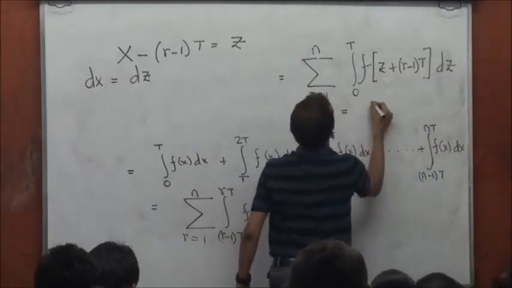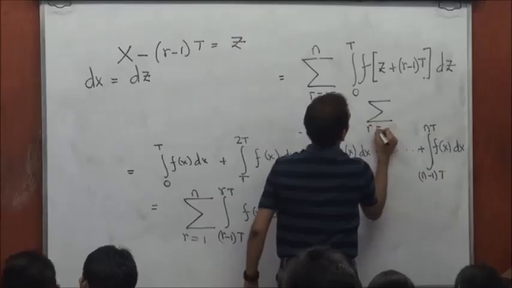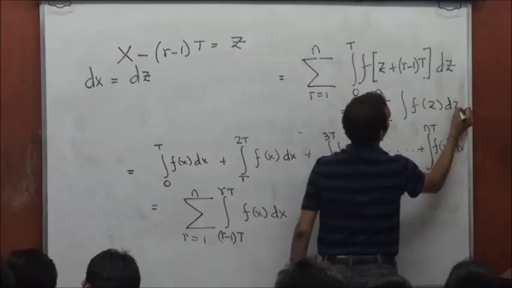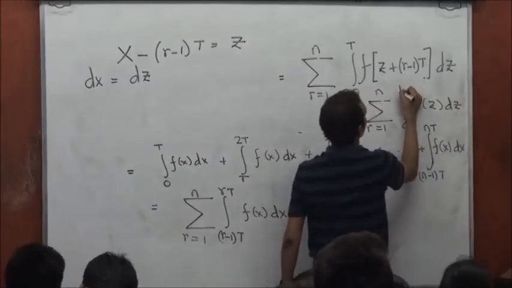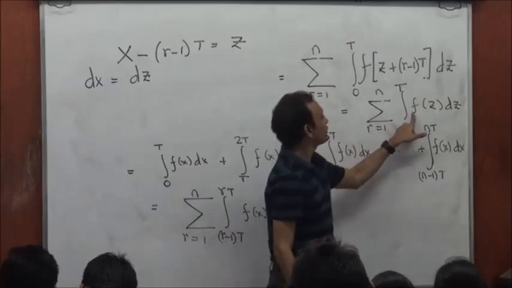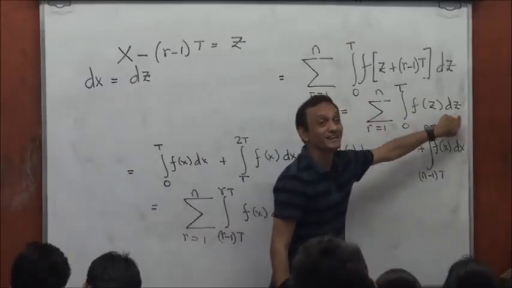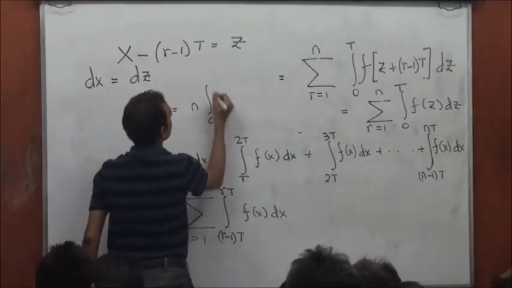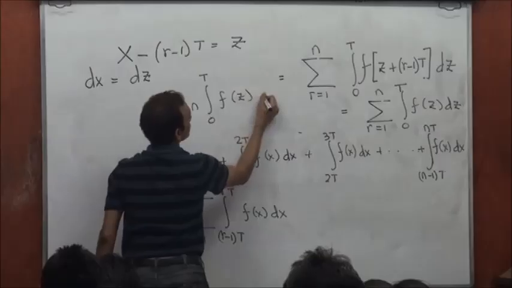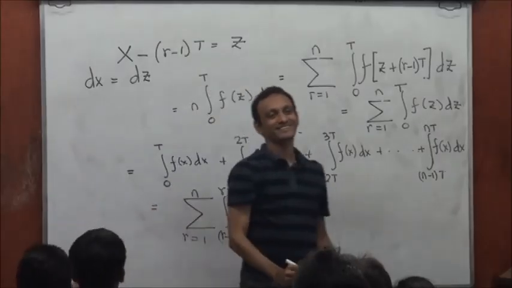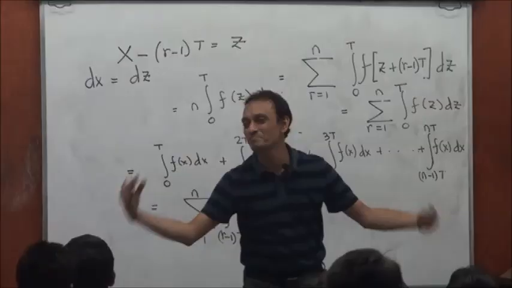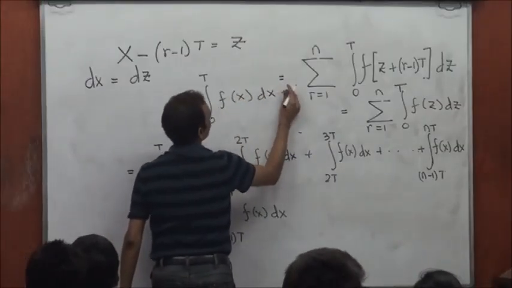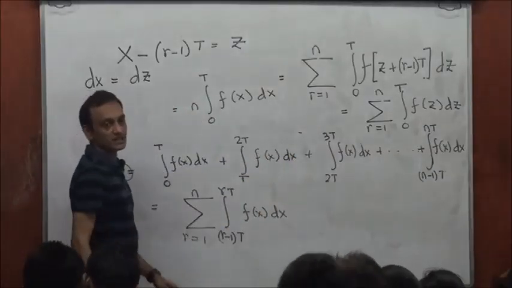So this is summation r equal to 1 to n of the integral of f(z) dz, from 0 to t. Do you realize that this is a summation of n identical integrals of this kind? This is going to be n times the integral from 0 to t of f(z) dz. Z or London or Patna or Paris does not matter. n times the integral from 0 to t of f(x) dx. Got me?